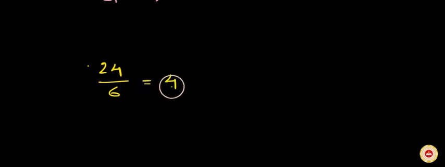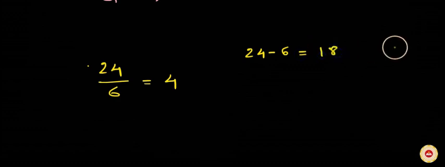See, quotient is 4. Now 24 divided by 6 is equal to 4. What does it mean exactly? When you divide 24 by 6, what does it mean exactly? You are subtracting this 6 from 24 4 times. 24 minus 6, 18. Write quotient 1 here.